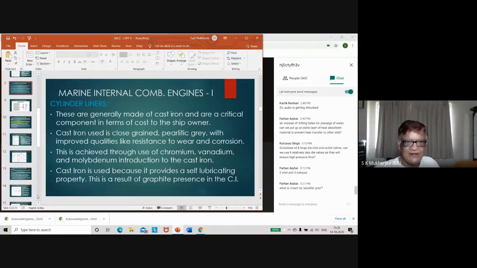All right. Okay, why is cast iron used? Because it has graphite inside the material, and this provides the last stage of lubrication between the rubbing surfaces. That means even if your lubricating oil between the ring and the liner fails, there is presence of graphite in the liner which helps in continuing the action without damaging for some time. So that is a big, big advantage in practice.